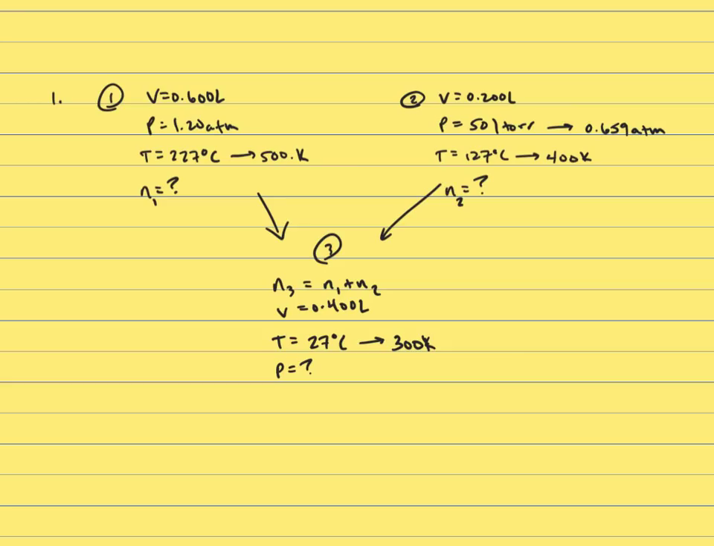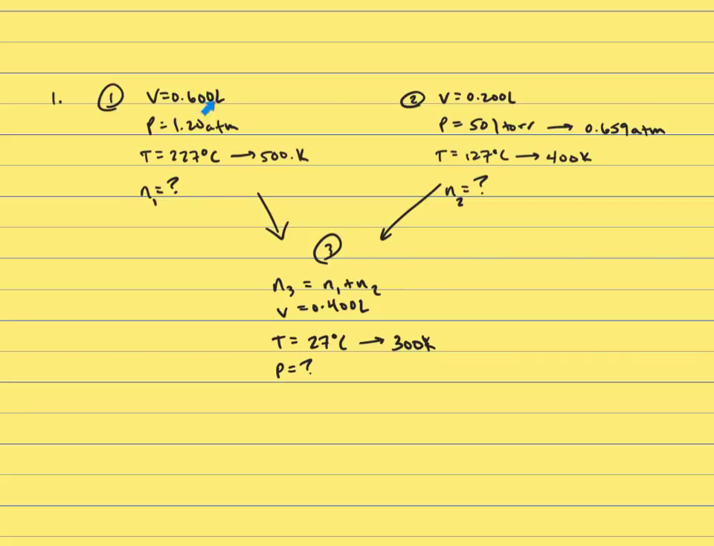Okay, so doing the first problem off of the 8.5 worksheet, this is going to be a Dalton's law type of problem. Now, on the previous slide, I just told you you can expect the ones on the homework to be a little bit more complicated than just adding up pressures. So let's read the question. After 0.600 liters of argon at 1.20 atmospheres and 227 degrees Celsius is mixed with 0.200 liters of oxygen at 501 torr and 127 degrees Celsius in a 400 milliliter flask at 27 degrees Celsius, what is the pressure in the flask? So a lot of stuff there to try to digest.